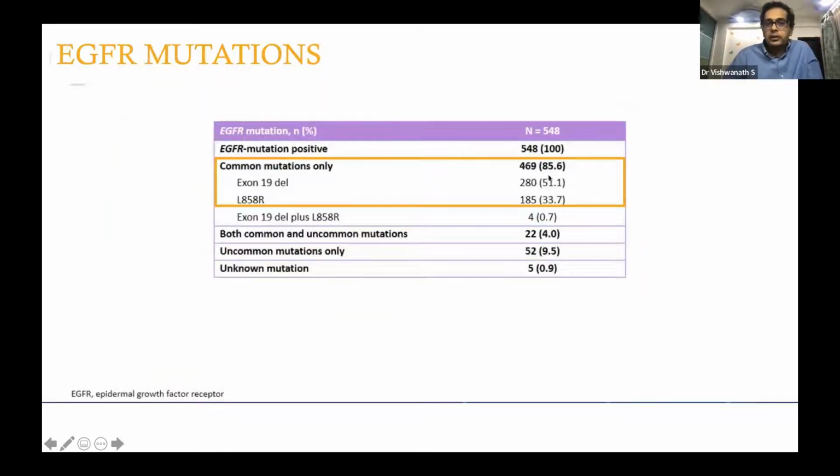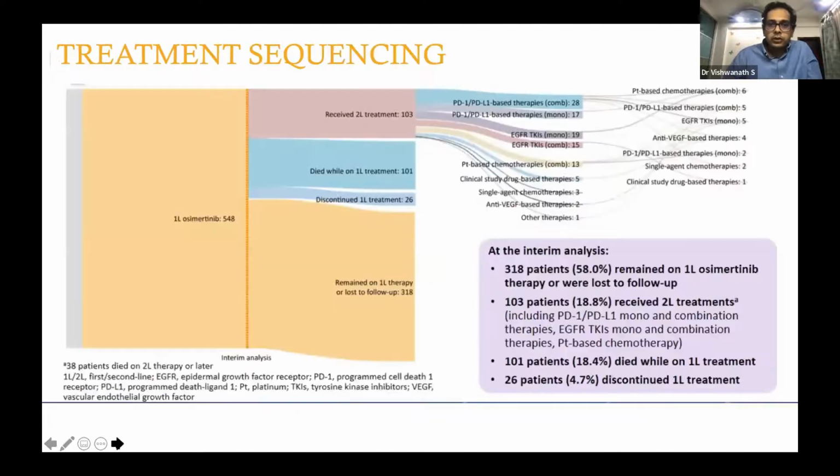The EGFR exon 19 deletion was seen in 51.1% of the patients, and the L858R in 33.7% of the patients. At the interim analysis, 58% remained on first-line Osimertinib therapy or were lost to follow-up, and 18.8% received second-line treatments, which included PD-1 or PD-L1 mono or combination therapies, or EGFR TKI monotherapy and combination therapy, and sometimes even chemotherapy. And 18.4% of the patients died while on first-line treatment, and 4.7% discontinued first-line treatment. So a very small amount of discontinuation.